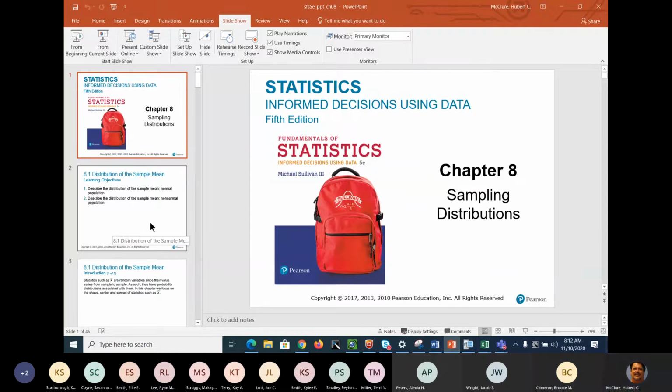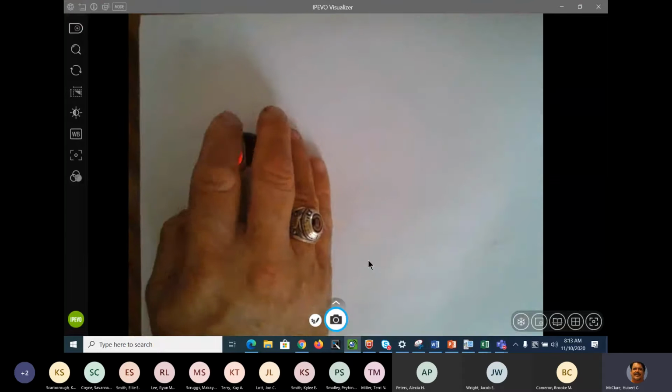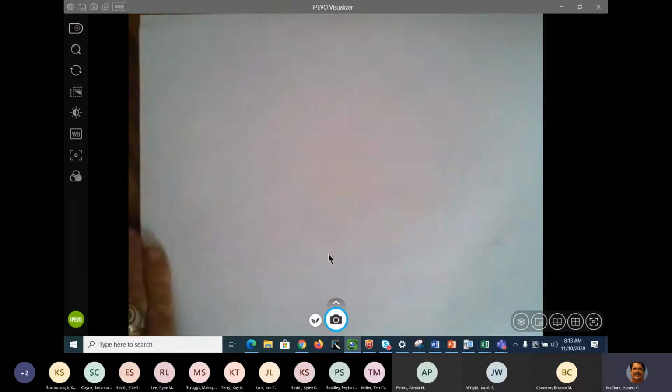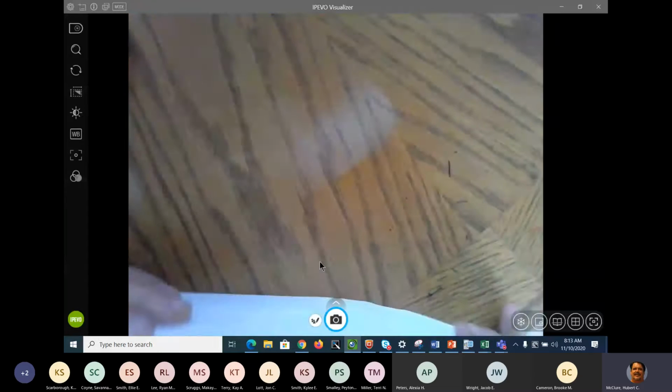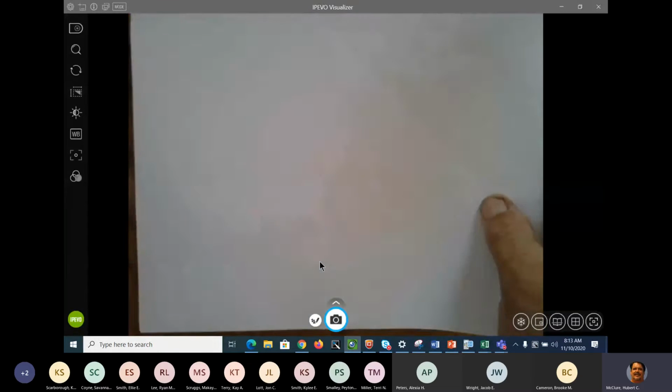So, sampling distributions. And what's going to happen here, I'm just going to write it out. I don't like the slides in Chapter 8 because they go around the world. So I'm going to show you what the difference is between Chapter 7 and Chapter 8.